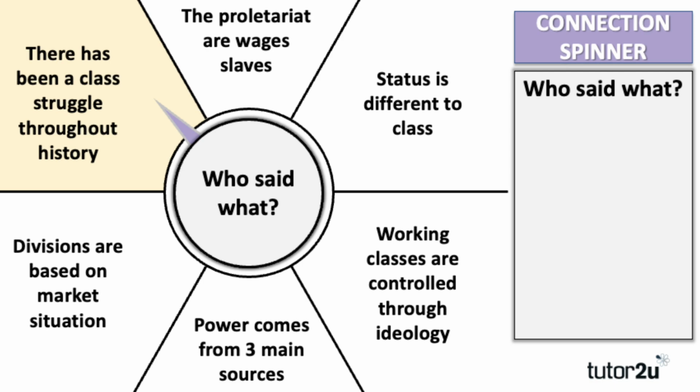So who says there has been a class struggle throughout history? Okay, hopefully we have worked it out. Let's reveal. It is, of course, Karl Marx. He actually also said that working classes are controlled through ideology, and he said that the proletariat are wage slaves.